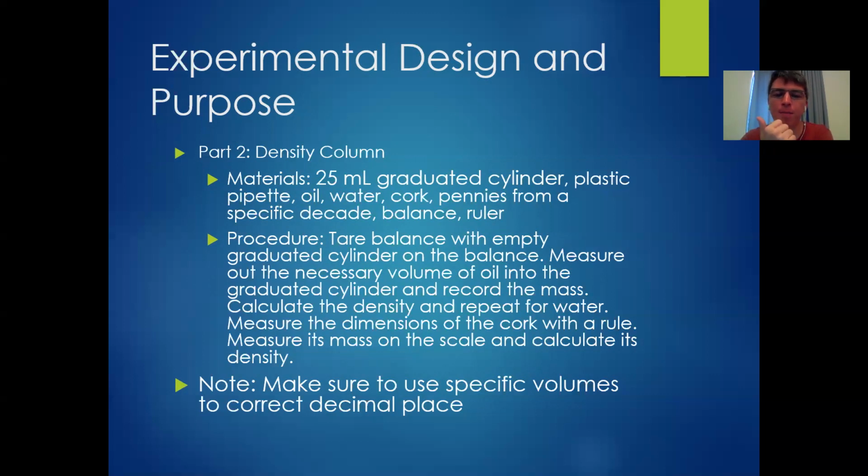We're going to use some oil, water, a wine cork, and some pennies from a decade, and put all of these together in a density column, figure out how all of their densities stack up, which ones are more dense and less dense, as well as calculating their densities through a couple of different methods, so you can really see what one looks like. Again, always make sure you're recording your measurements appropriately, which I do and will be providing for you. But moving forward, if you're ever in a lab, make sure you're recording your measurements properly.